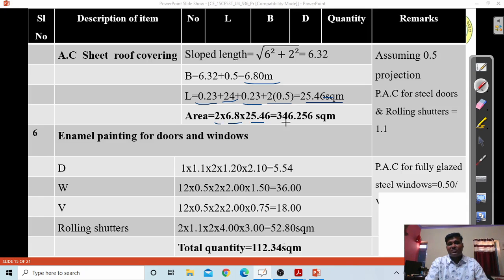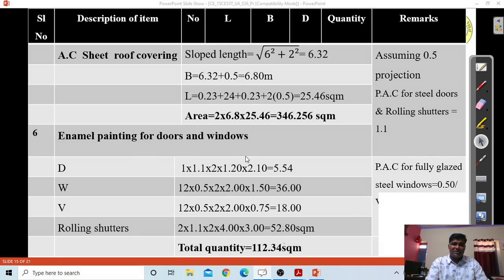6.8 into 25.46 will give me 346.256 square meters of AC sheet roof covering. This is the total area of AC sheet roof covering. And the last item is enamel painting for doors and windows.